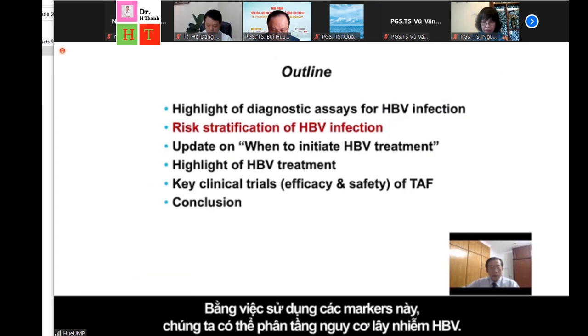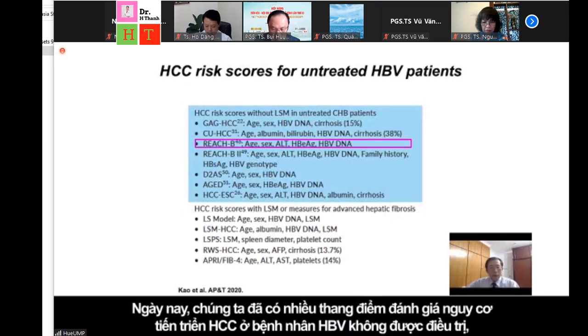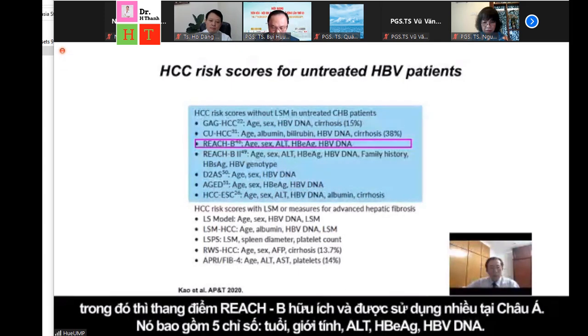By using these HBV markers, I think we can stratify the risk of HCC development in chronic hepatitis B patients. Nowadays, many HCC risk scores have been developed to predict HCC in untreated HBV patients. Among these risk scores, the REACH-B score is more popularly used in Asian countries. This score contains five parameters: age, sex, ALT, e antigen status, and HBV DNA level.